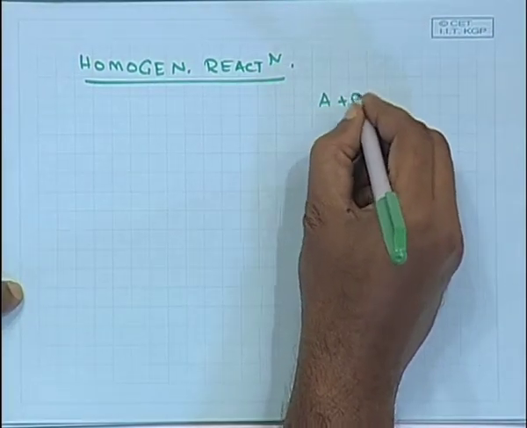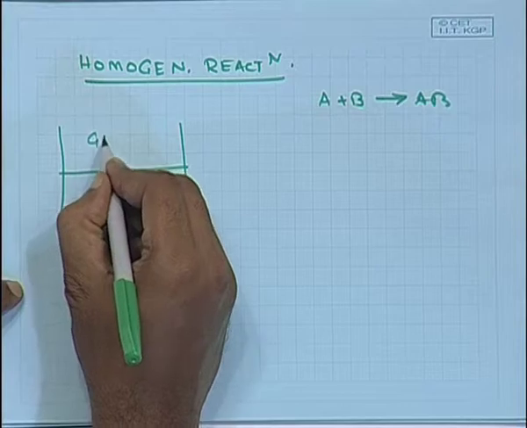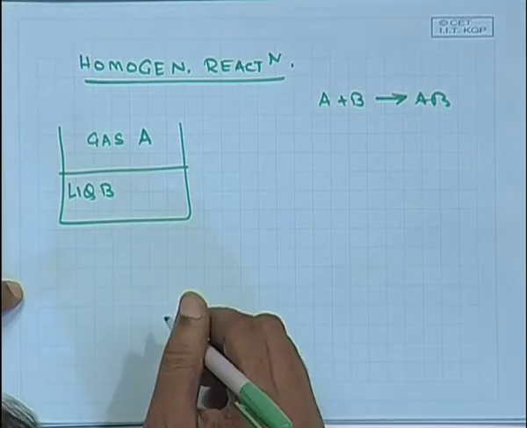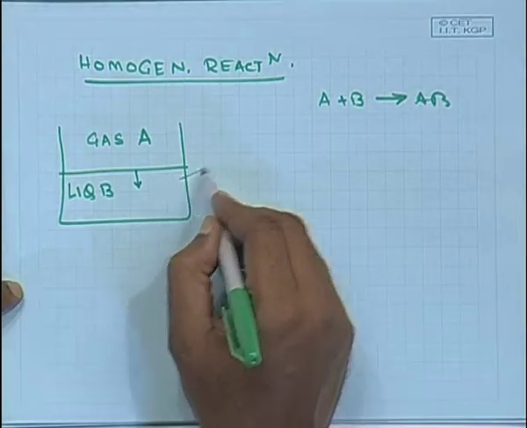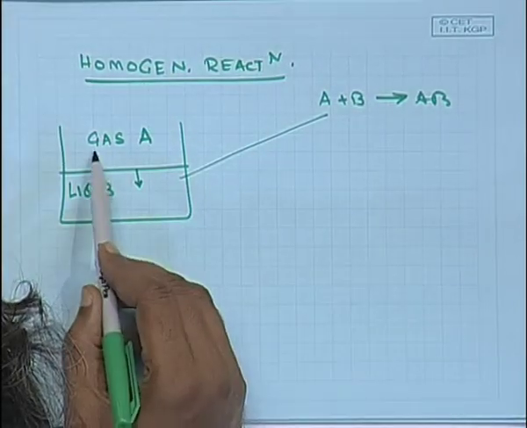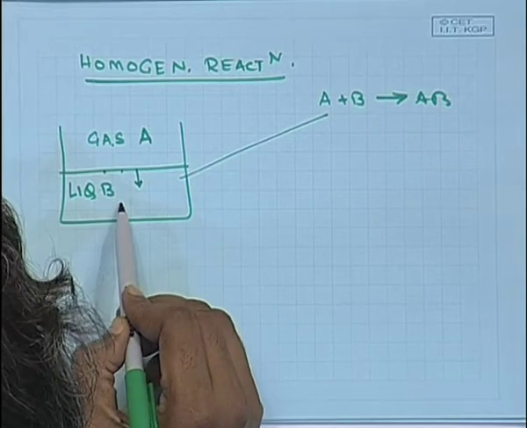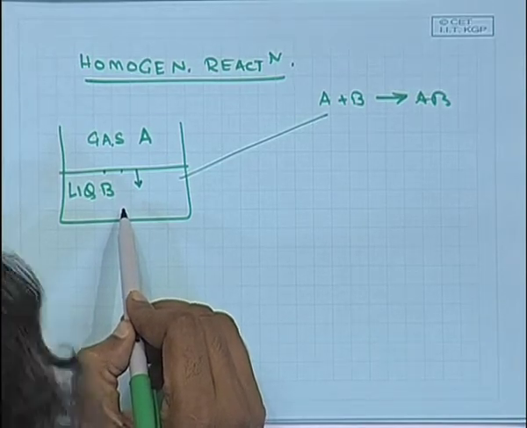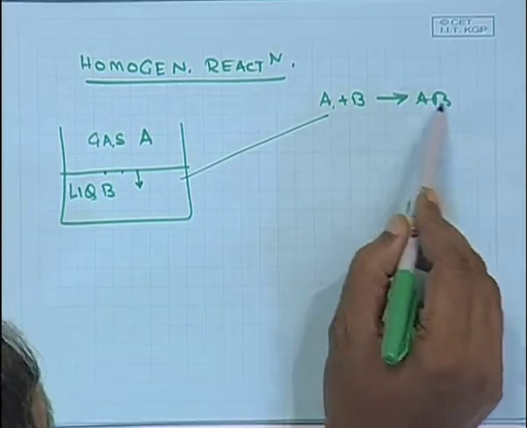So, A plus B giving AB, that is our system. I have a gas A which is present here, that is slowly getting absorbed at B, and as A starts to diffuse in this direction, this reaction takes place. Explaining one more time, gas A getting solubilized in B and then starts diffusing through the stagnant layer of B, and as it starts diffusing through B, it gets converted into a product by this reaction A plus B giving AB.